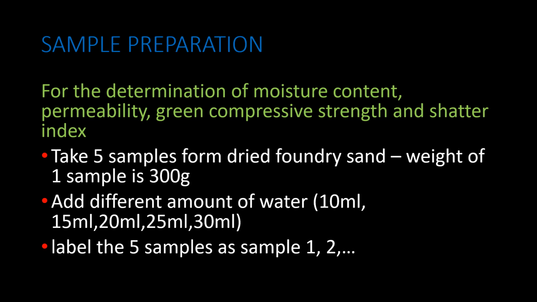Firstly, we have to dry the foundry sand at 110 Celsius for about 2 hours to remove mechanically bonded water. After that, we prepare samples to measure moisture content, permeability, compressive strength, and shutter index. First, take 5 samples from dried foundry sand. Weight of one sample is 300 grams. Then add different amounts of water to them, starting from 10 milliliters, then 15, 20, 25 and 30 milliliters. For the ease of use, you can label those 5 batches as sample 1, sample 2 like that.